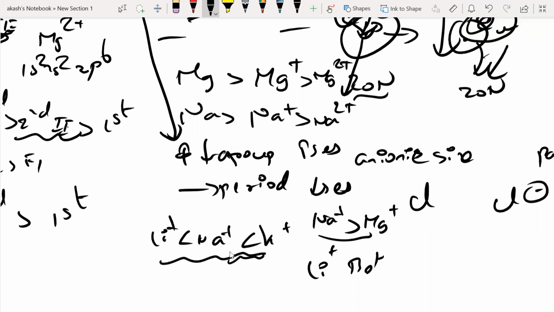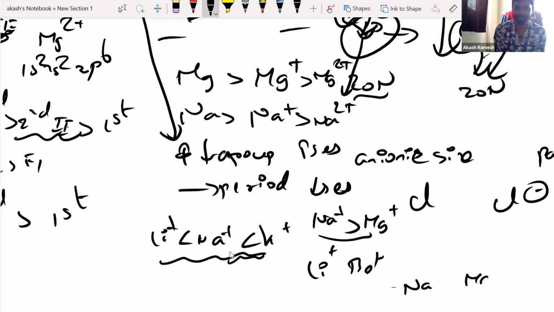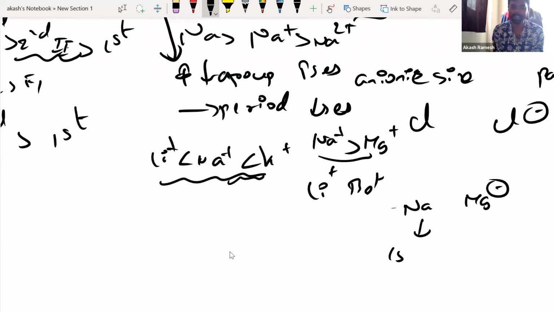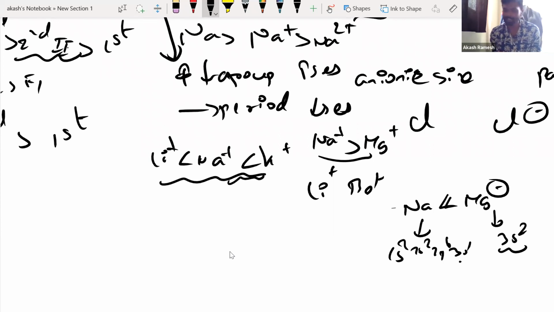Sir, if it is Na and Mg minus? Okay, fine. We'll look into this. For Na, I have 1s2, 2s2, 2p6, 3s1. Now this would have become 3s2. Now I would say Mg minus will have more size. But this is a very hypothetical situation. If it forms, yes, it is going to have more size than sodium. Mg minus will have more size than sodium. Yes, it happens.